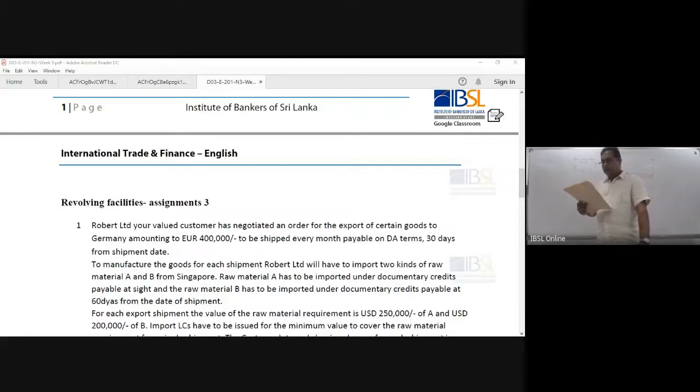You are required to structure a package of financial facilities for the purpose of serving this order and indicating the basis on which the revolving credit limit for each facility was computed. The facility shall be made available in Sri Lankan rupees, assuming the rate of exchange is €1 is 160 LKR. Right.